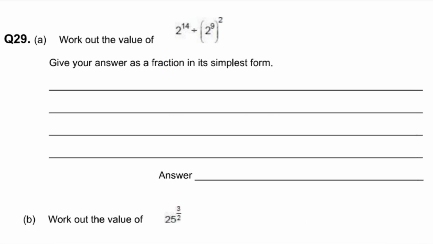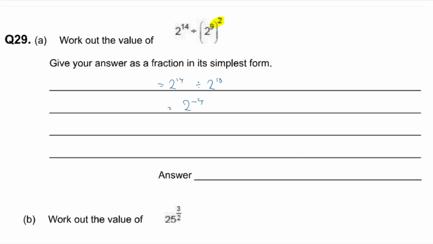Question 29, work out the value of 2 to the power 14 divided by 2 to the 9 raised to the power of 2. Okay, so I've got an index and an index here. I'm going to deal with that first. So 2 to the 9 raised to the power 2, that is 2 to the 9 times 2, it's going to be 2 to the 18. So I've got 2 to the 18, which is being divided into 2 to the 14. Got two numbers with the same base, subtract the indices. 14 subtract 18, that is 2 to the minus 4.